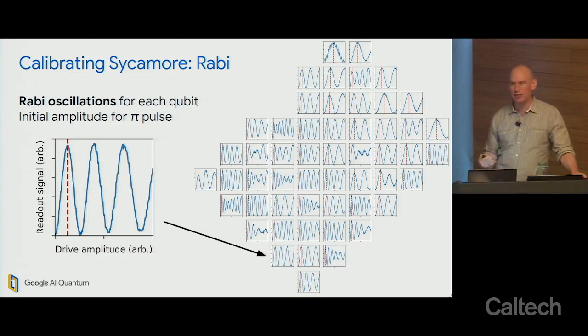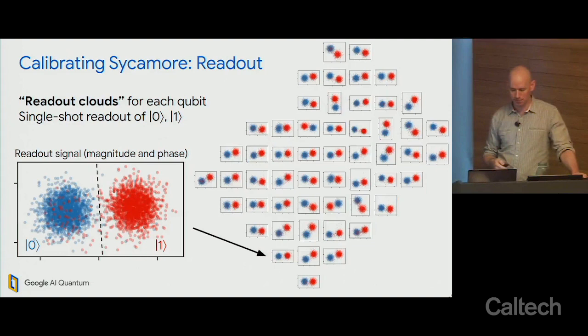So this is actually the same data that we looked at before. That was for this qubit. And we take the same data across the whole device. You can see some interesting diversity here, but we have sufficiently robust algorithms so that we're able to select a nice pi pulse amplitude for all of the qubits. And of course, we really want to iterate back and forth between the readout and the single qubit gates to tune it all in, but this is just giving you an idea of what it looks like.